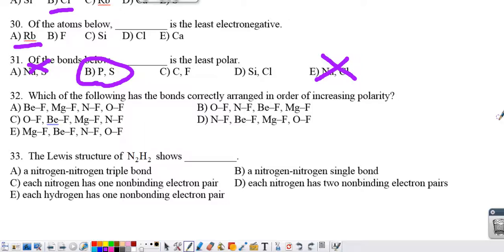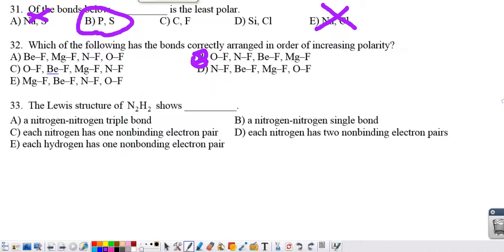Arrange these in order of increasing polarity. Oh, they're all fluorine and another element. So fluorine is close to oxygen, and then nitrogen, and then beryllium, and then magnesium. Yeah, it's B. So oxygen and fluorine are right beside each other, so that wouldn't be terribly polar. Magnesium and fluorine are drastically far apart. That would be ionic. The others fit in between.